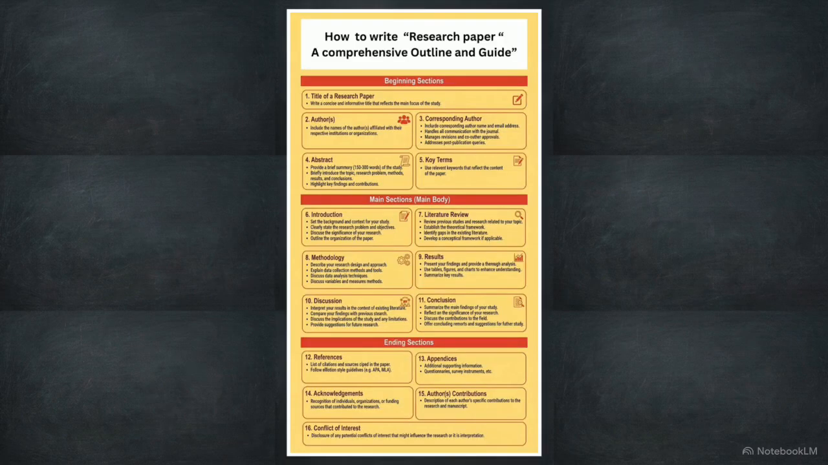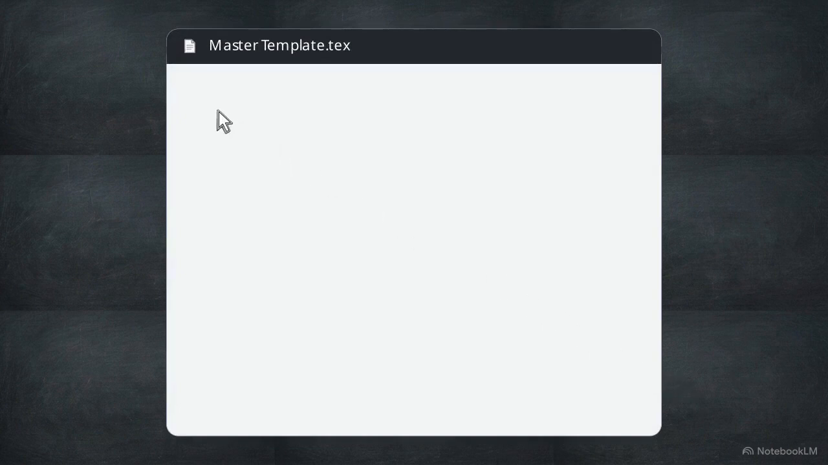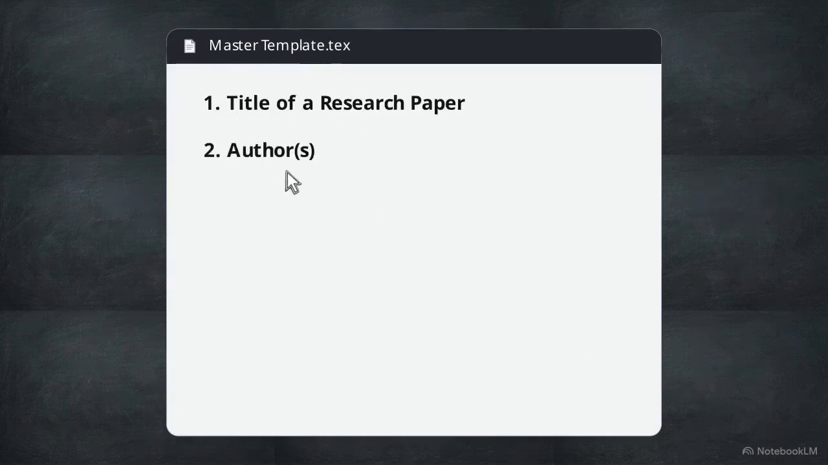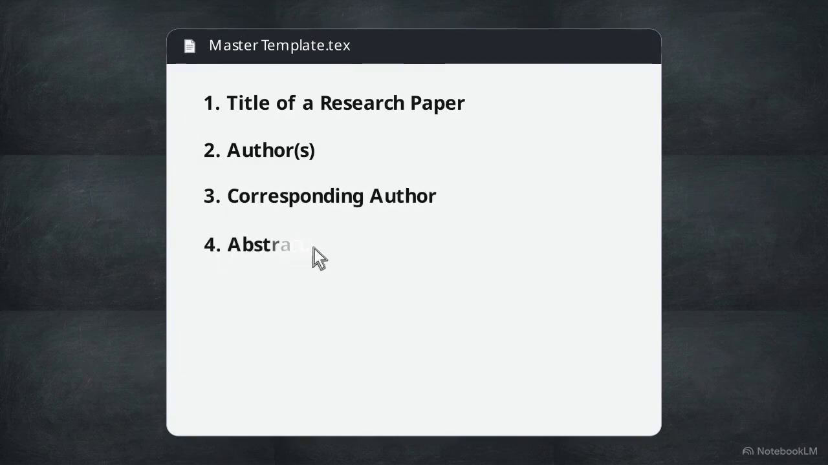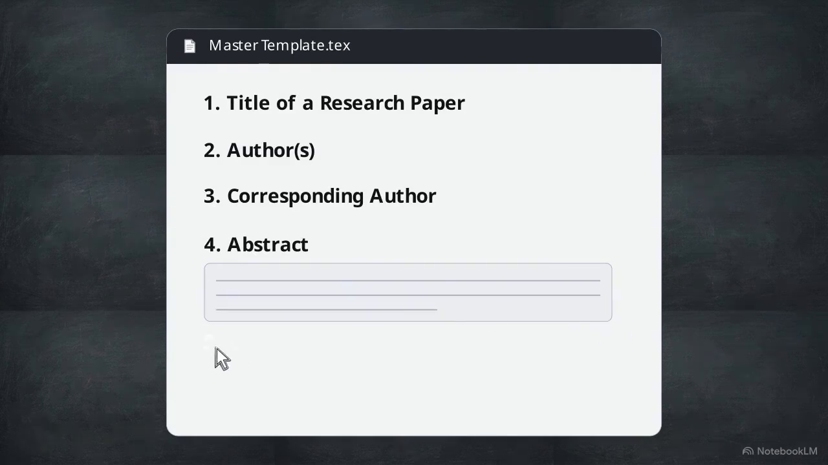Let's look at the first phase of our document, labeled here as the beginning sections. This area functions strictly to house the metadata and a high-level summary of your study. At the top of your blank document, type out the first three primary headers: title of a research paper, authors, and corresponding author. Just below those, add header number 4, abstract, and header number 5, key terms.